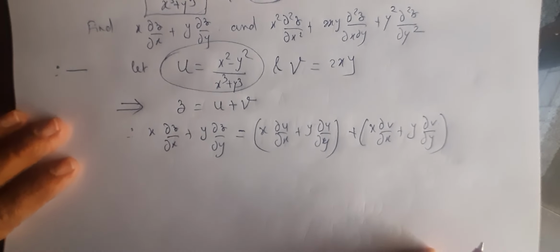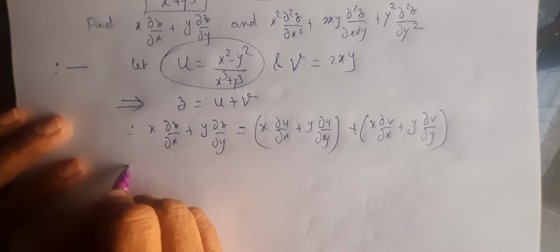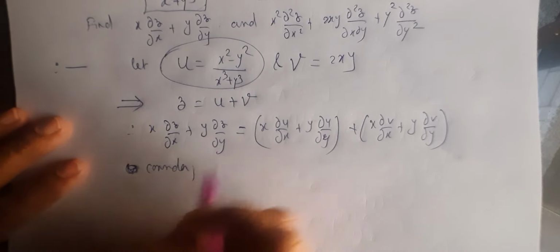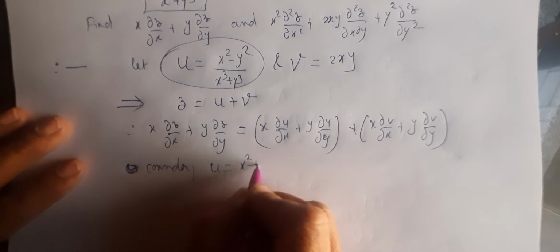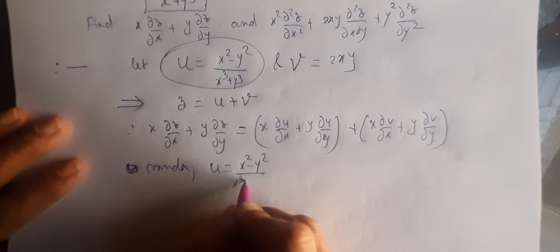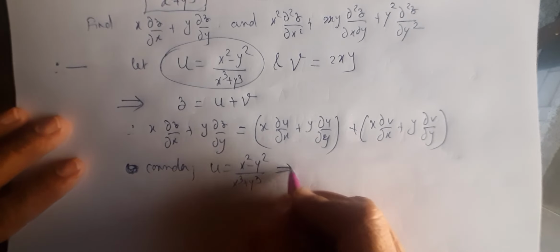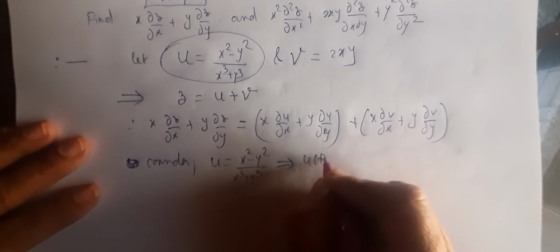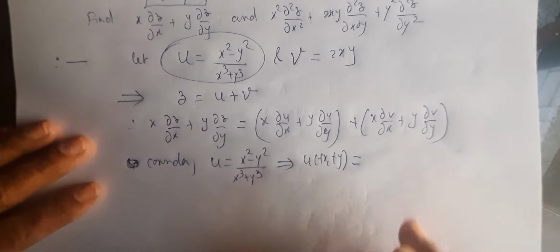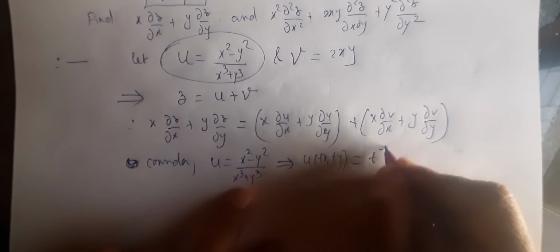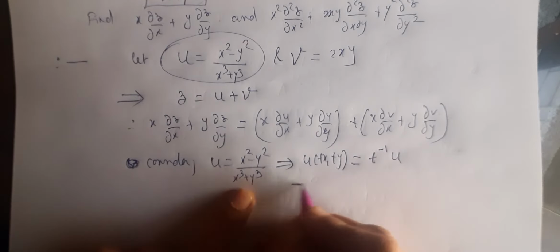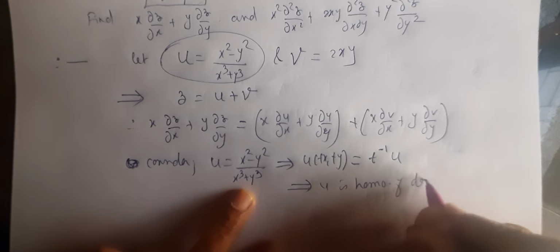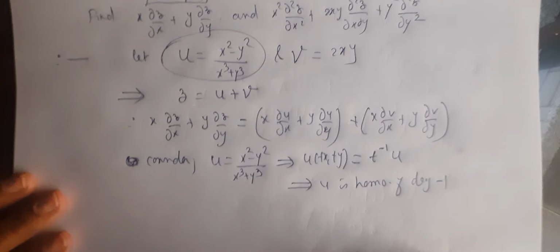The similar procedure we will have. Whatever is given, we have taken it as u. So consider u is (x² − y²)/(x³ + y³). Now this gives us our usual procedure. We are finding u(tx, ty), and as I just explained, it is t^(−1) times u, and that gives us u is homogeneous of degree −1.